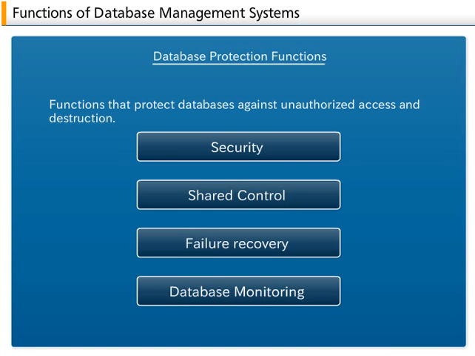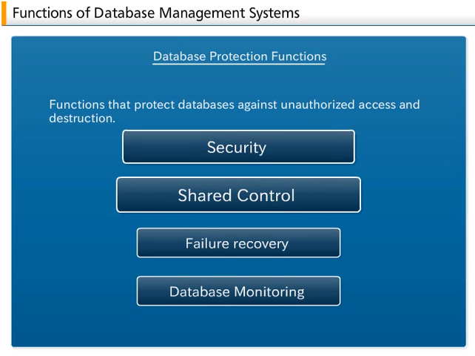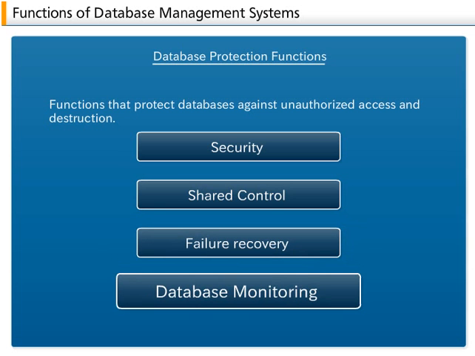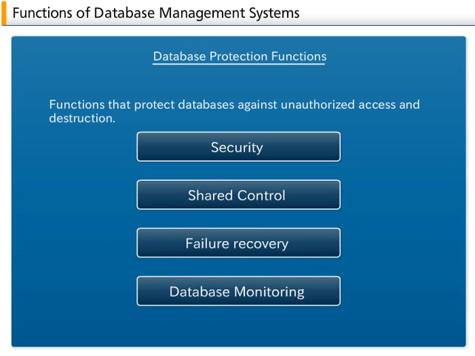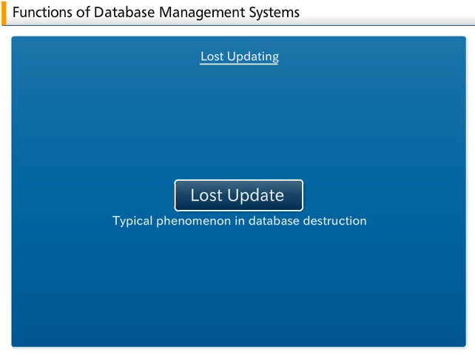Three, database protection functions. These functions, including security, shared control, failure recovery, and database monitoring, are used to protect databases against unauthorized access and destruction. Let us look at the most typical phenomenon that causes database destruction without realizing it. It is called lost update problem. Security and failure recovery will be covered later.